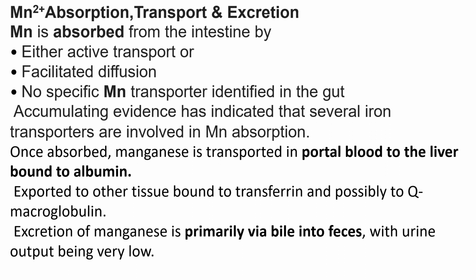Once it is absorbed, manganese is transported in the portal blood to the liver bound to albumin. After absorption, it is in the circulation bound to albumin until it reaches the liver. It is then exported to other tissues bound to transferrin and possibly by alpha-2 macroglobulins. Excretion of manganese is via bile into the feces, and its urinary output is very low. So the major route of excretion of manganese is via feces or GI.